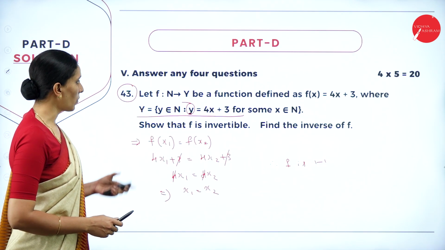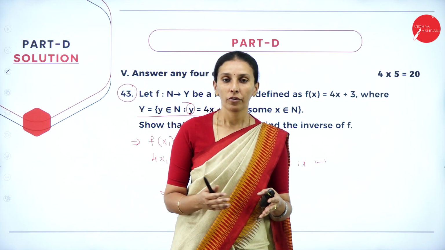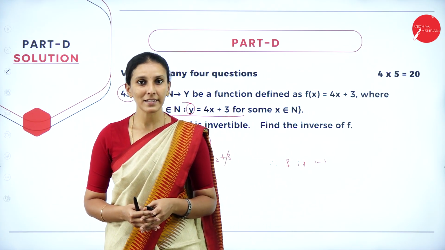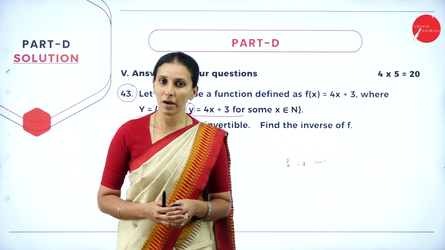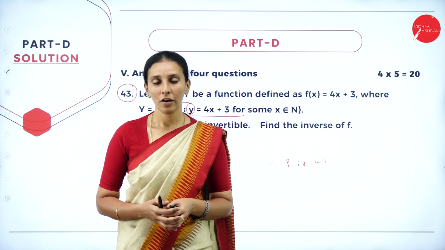So other than these questions, they may ask you to prove the bijectivity of a few functions. For instance, f of x is equal to 1 plus x square, f of x is equal to 3 minus 4x. So you are supposed to find the bijectivity of the given functions.